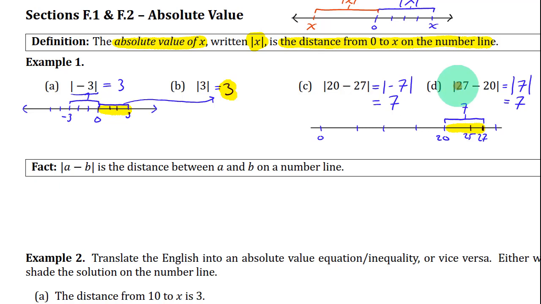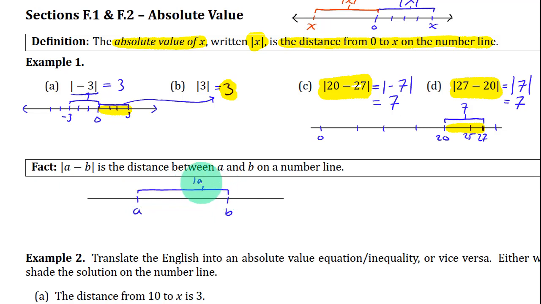So that's whether you do it as the absolute value of 27 minus 20 or 20 minus 27. You get the same thing, and that's what this says. In general, the distance between A and B on a number line is the absolute value of A minus B. So it looks like this. If here's A and here's B, that distance is the absolute value of A minus B. You could also do it as the absolute value of B minus A, because it works the same way. The distance from A to B is the same as the distance from B to A.